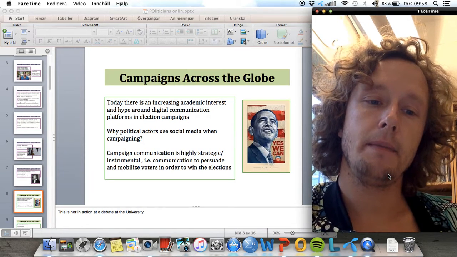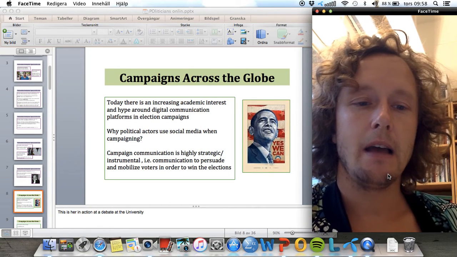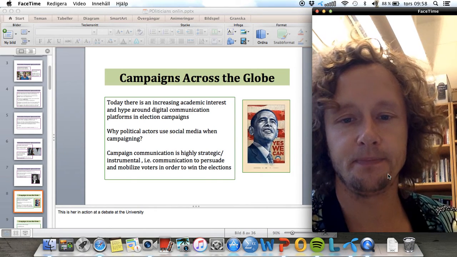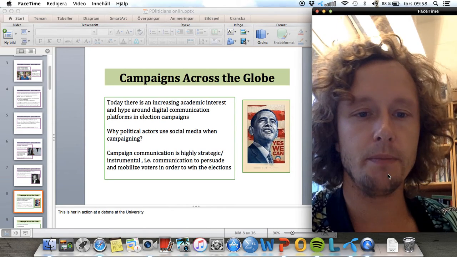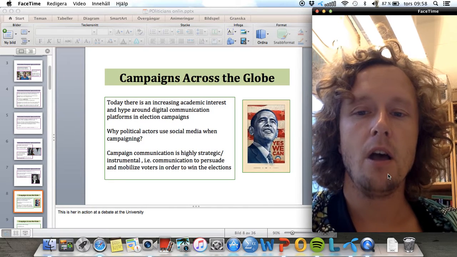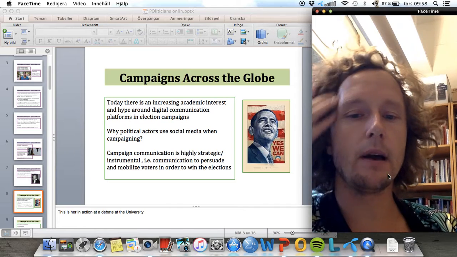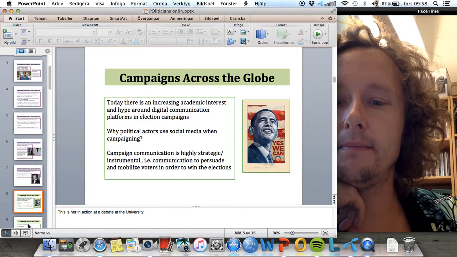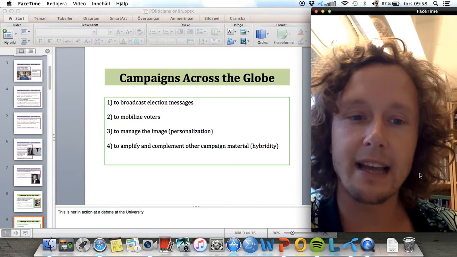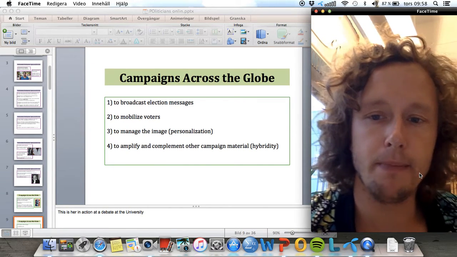Concerning this field of parliamentary initiated participation, most of the research is done on campaigns. There's a huge interest and hype around digital communication tools or platforms, especially in election campaigns. Why do political actors use social media when campaigning? Well, there are many different answers to that. To broadcast election messages, using it as a typical old-fashioned mass medium to cast out election messages broadly.